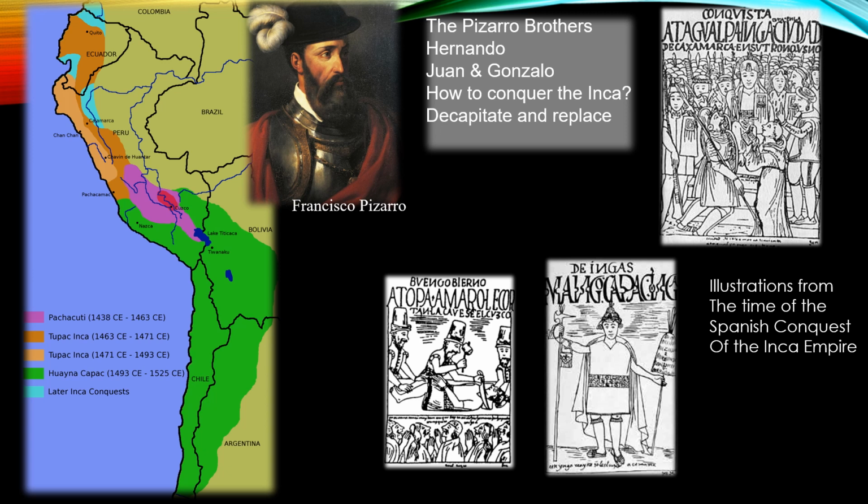Gonzalo helped out. Juan is going to be killed pretty early on, but Gonzalo is going to last a long time. He's going to try to help out his brother Hernando there. I'm sorry, for Francisco. And Gonzalo was evidently a serial rapist. He was a murderous individual. There was something wrong with him.